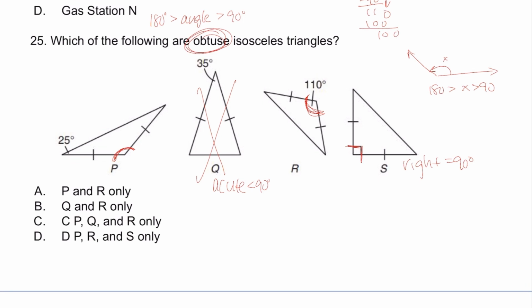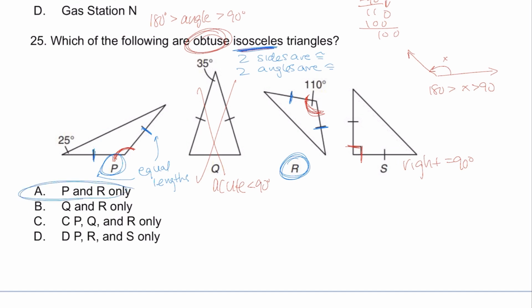And then the next part is isosceles. And isosceles means that two sides are equal, and the two angles are equal. And we see that's the case for P and R. That's what these tick marks represent. Tick mark means that these two sides are equal. So both triangle P and triangle R are going to be obtuse isosceles triangles. That's choice A.